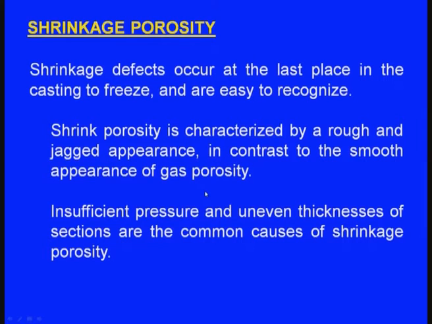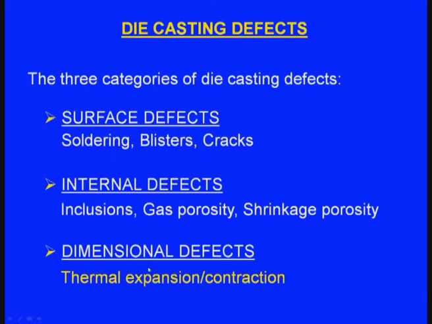So, there will be two porosities, one is the shrinkage porosity and another one is the gas porosity. So, shrinkage porosity is characterized by a rough appearance. Insufficient pressure and uneven thicknesses of sections are common causes of shrinkage porosity. Now, let us go to the third category, that is the dimensional defects.